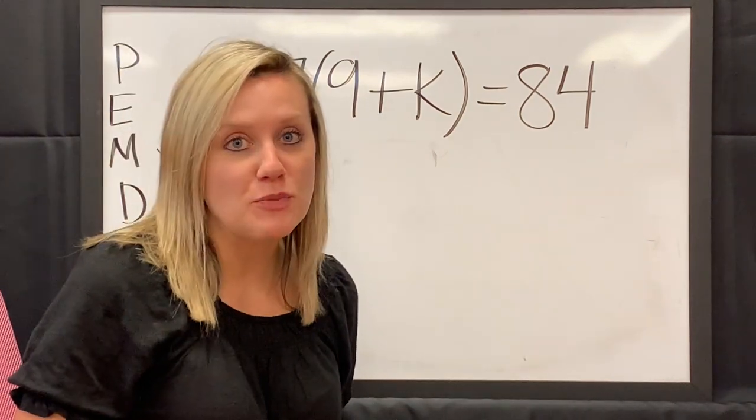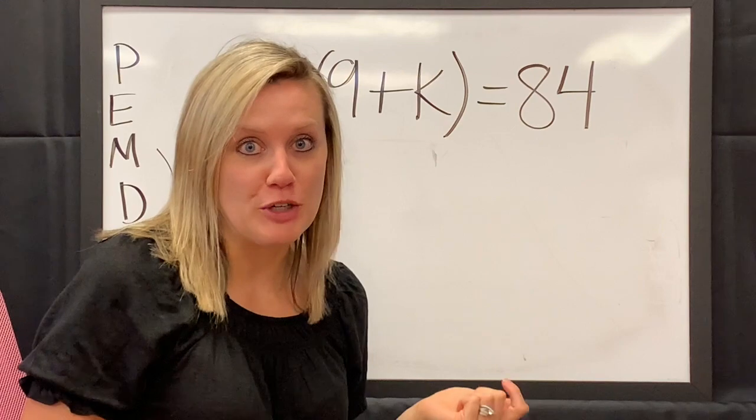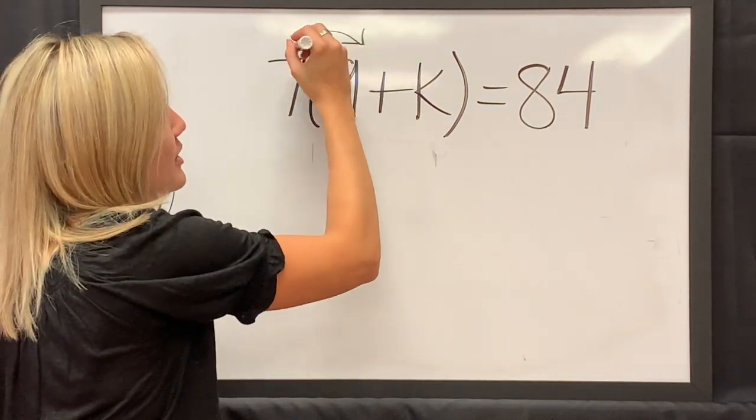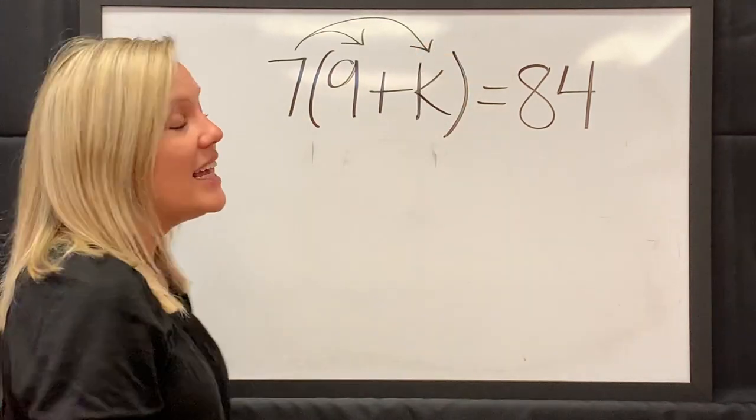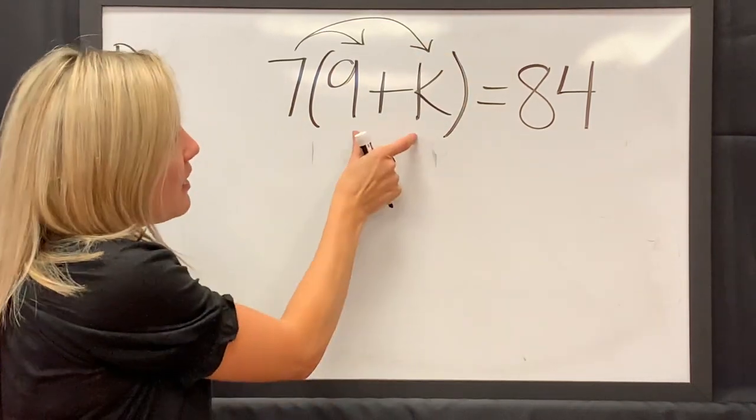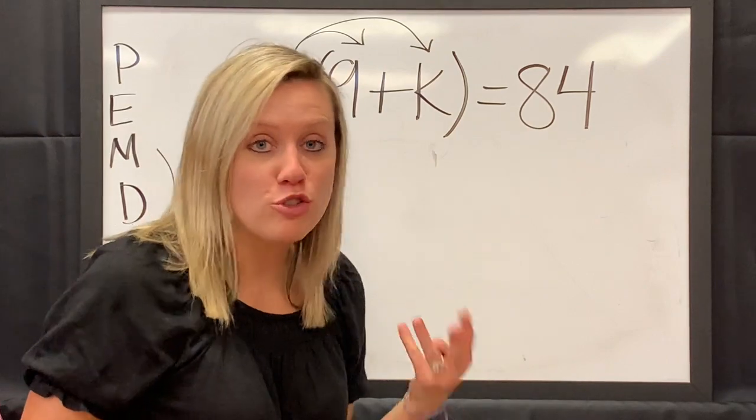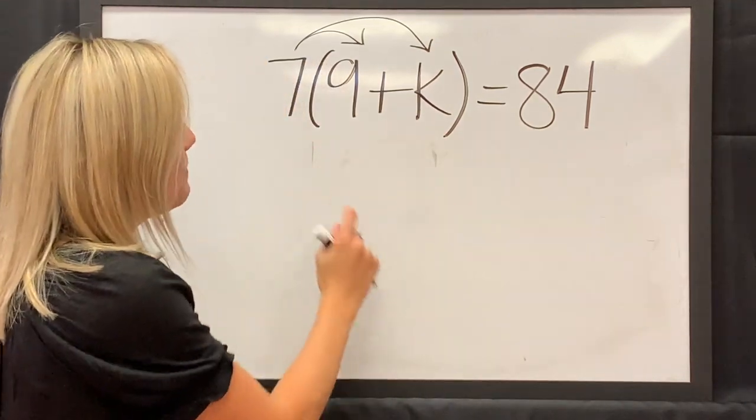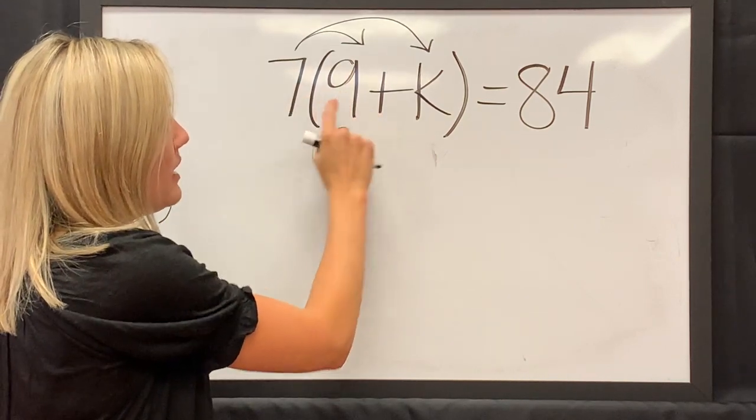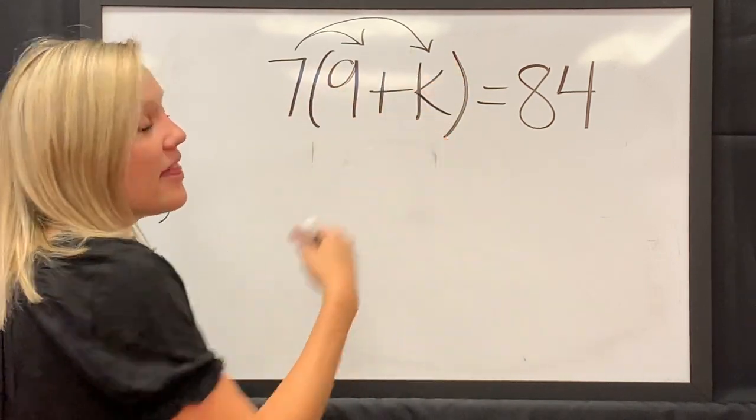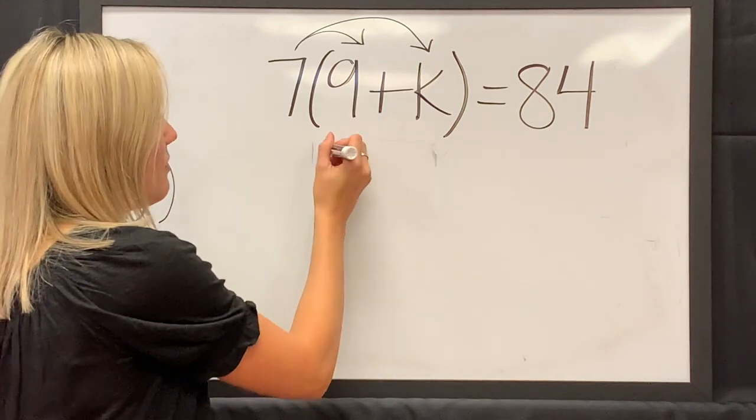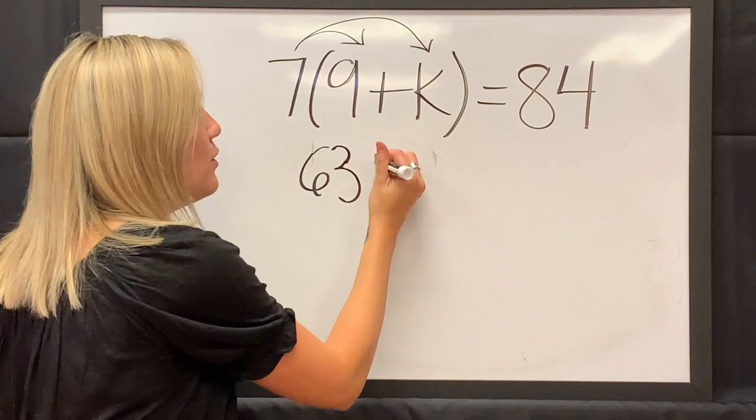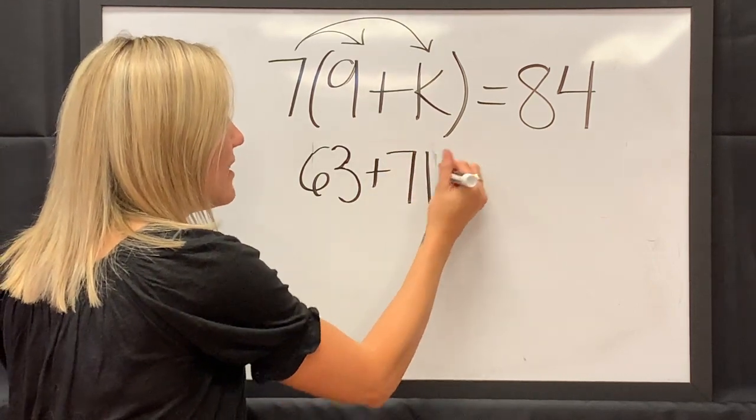Now you can solve this one a couple different ways. I'm going to show you both. So the first thing that I usually do is distribute this 7 to both of the terms in there. Now we do that because we cannot combine the 9 plus the k. Those are two different things that we're talking about. So we do not want to add those together. 7 times 9, remember when they're right by each other, that implies multiply, is 63. And then 7 times k would give me 7k.